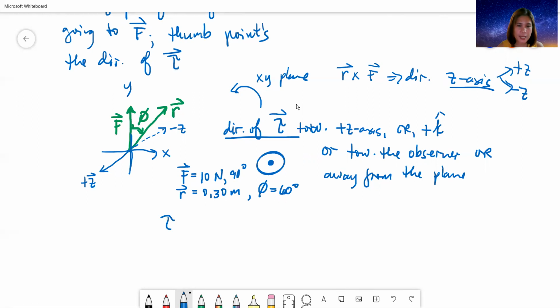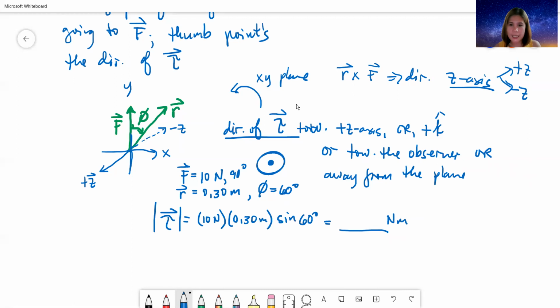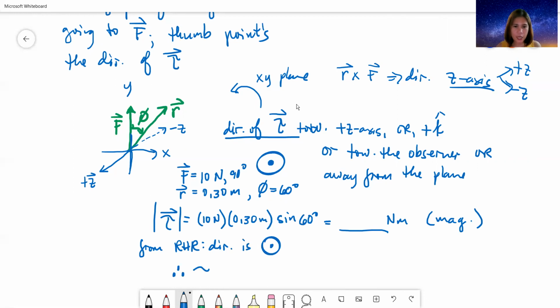So the magnitude of the torque is FR sin theta. F is 10, R should always be in meters, and the angle between F and R is 60. Then you have your value here. Please solve it; that's in Newton meter. This is just the magnitude, so that's an incomplete answer. But from the right-hand rule, the direction is towards positive Z. So in my final answer, I'll drop the absolute value sign and write the torque with a vector sign.